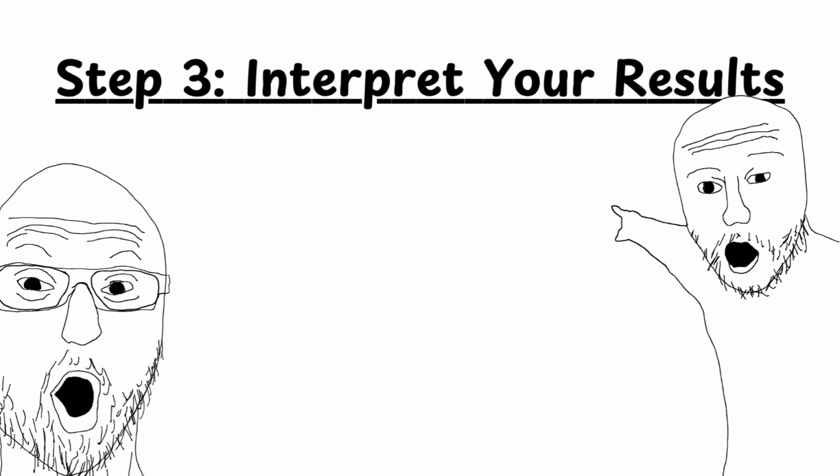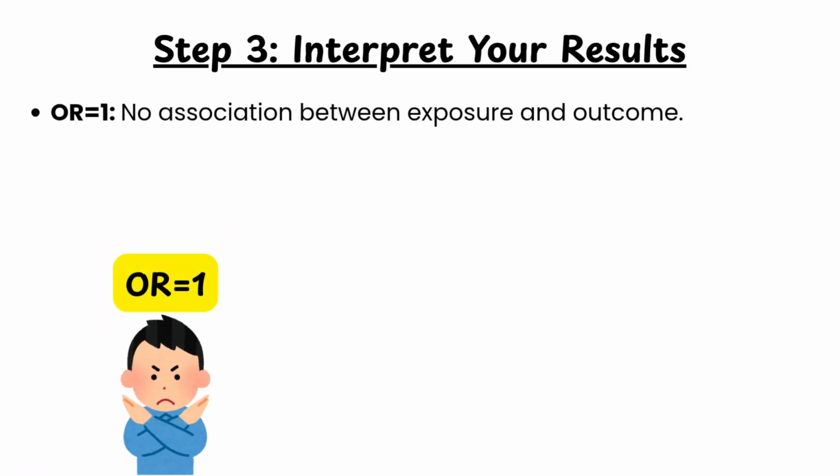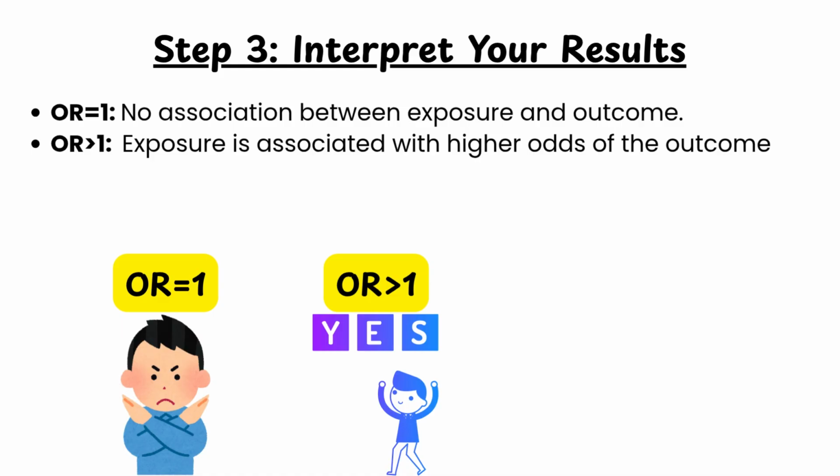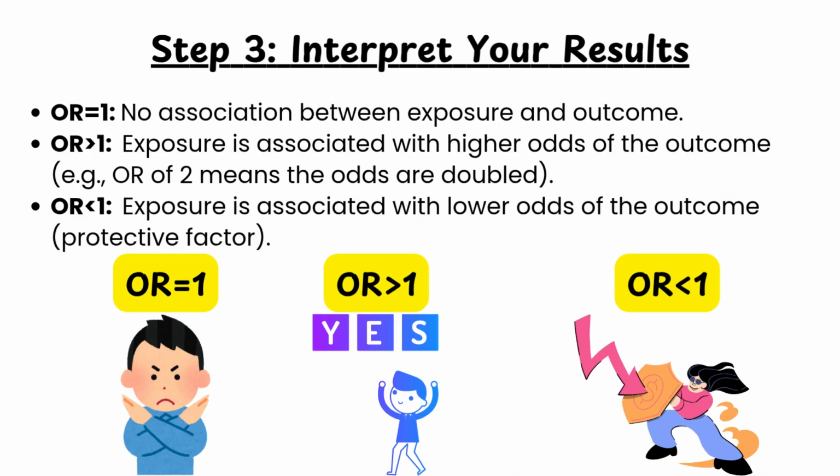Step 3. Interpret your results. There are 3 interpretations of the odds ratio. If odds ratio is equal to 1, then there is no association between exposure and outcome. If odds ratio is more than 1, then the exposure is associated with higher odds of the outcome. For example, an odds ratio of 2 means the odds are doubled. If odds ratio is less than 1, then the exposure is associated with lower odds of the outcome, so the exposure is a protective factor.